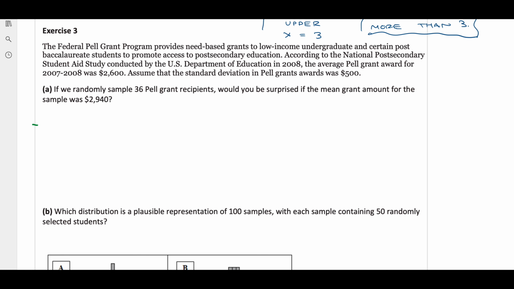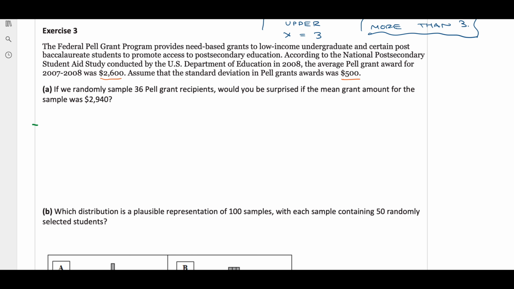Exercise 3, that's what we're going to do next. Exercise 3 is about federal grant loans. And we see that the grant loans, on average, were $2,600 in the year 2008. And the standard deviation was $500.